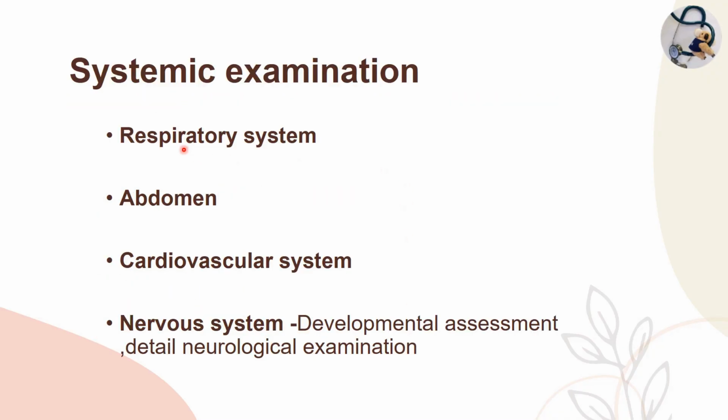Then you go to detailed systemic examination, where you'll do the respiratory system examination, look for signs of pneumonia and signs of other respiratory diseases. In the abdomen, you can look for abdominal distension, hepatosplenomegaly, which are going to indicate chronic disease of the abdomen. In the cardiovascular system, you have to check for murmurs, to detect congenital heart diseases. In the nervous system examination, you do the developmental assessment at the bedside and also do the detailed neurological examination to look for any problems.